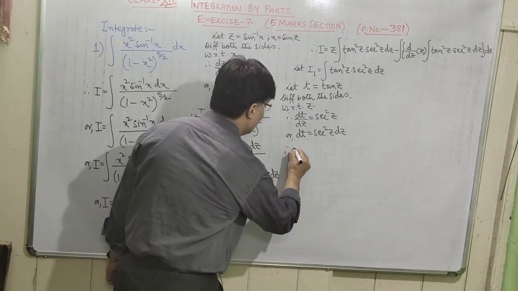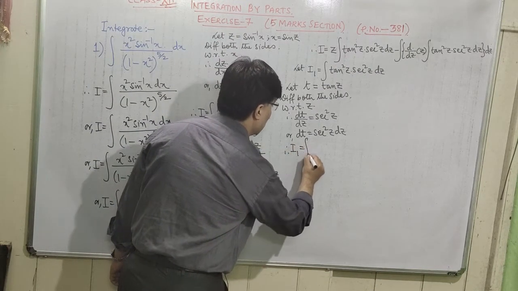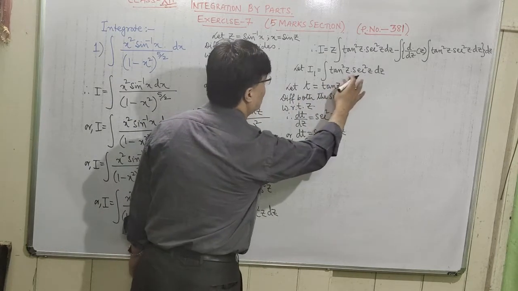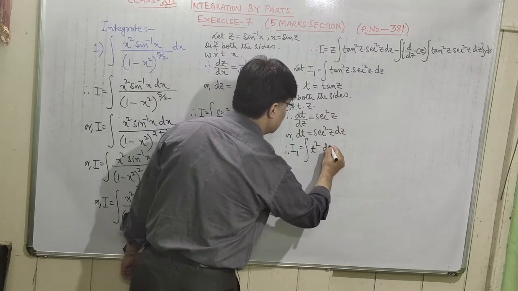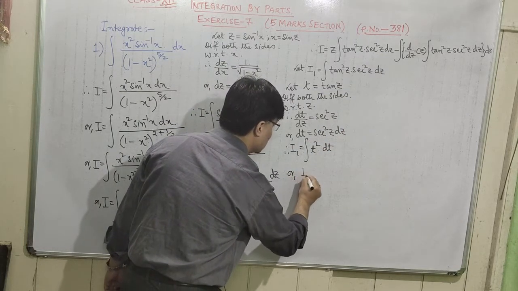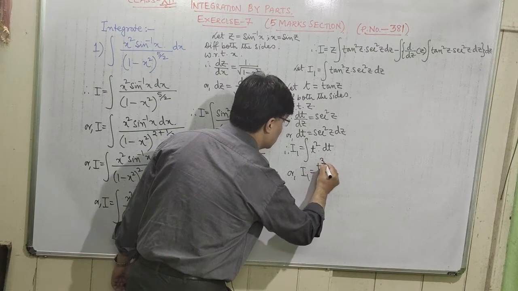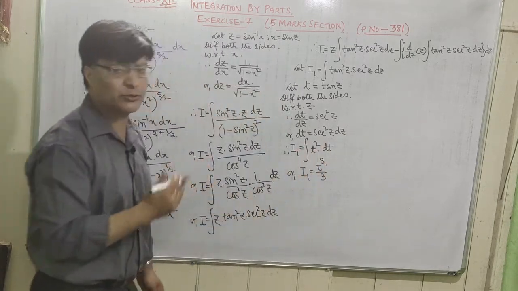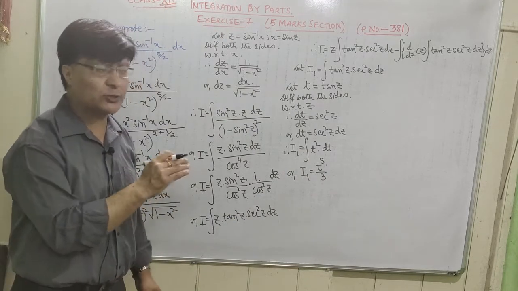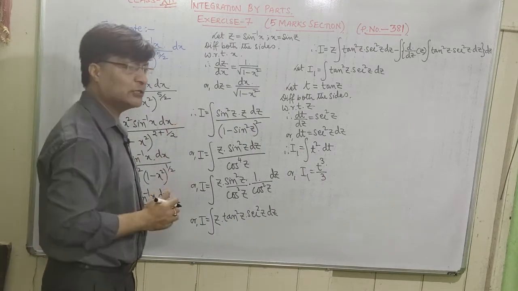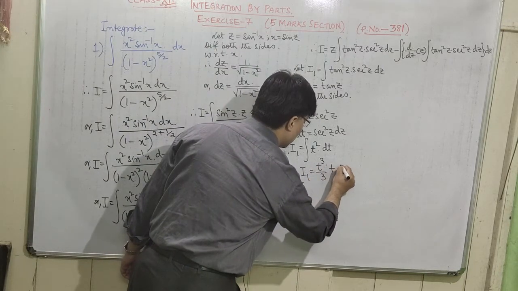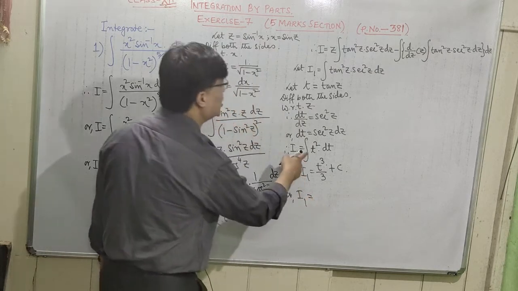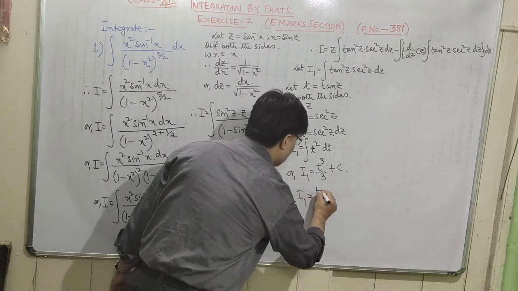So what is I1 now? Integration of tan square z, this is t square, into sec square z dz, which is dt, right? So I1 is equal to t cube divided by 3. This is just like the integral of x to the power n dx, that is x to the power n plus 1 divided by n plus 1, but here it is t cube upon 3, plus c. So I1 is equal to, what is t cube out here? It is tan cube z.